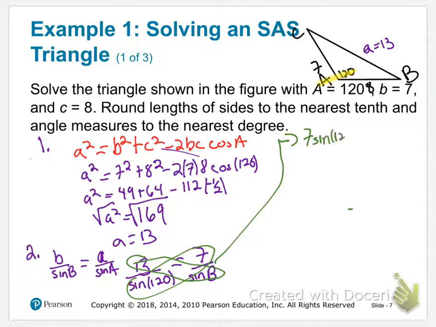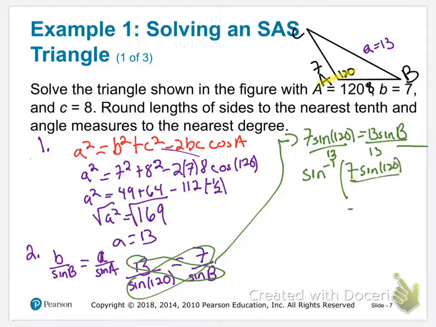Sine of 120 equals 13 sine of B. Got to get that by itself. Divide each side by 13, and then apply a sine inverse. So we have sine inverse of 7 sine 120 over 13, which gives me approximately 28 degrees. Double check my math, but that's what I arrived at. So here we have approximately 28 degrees.